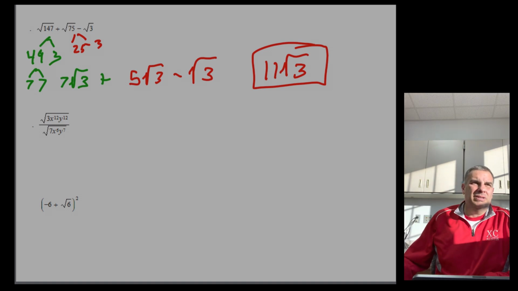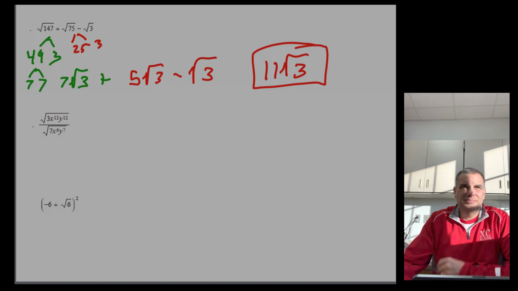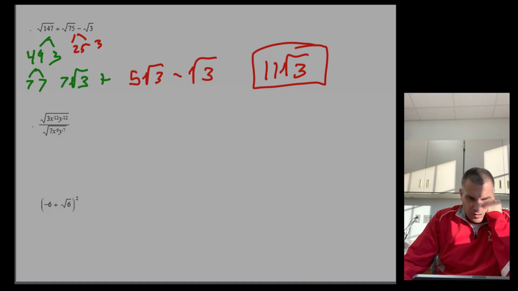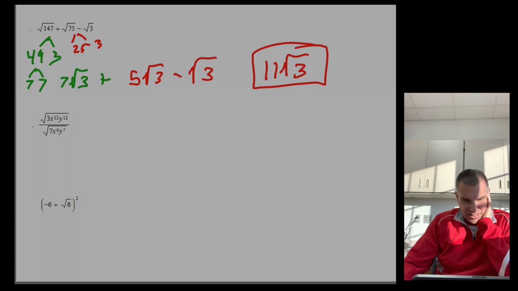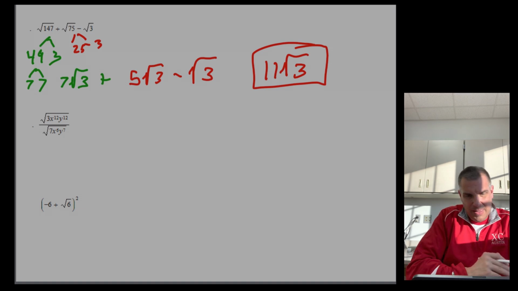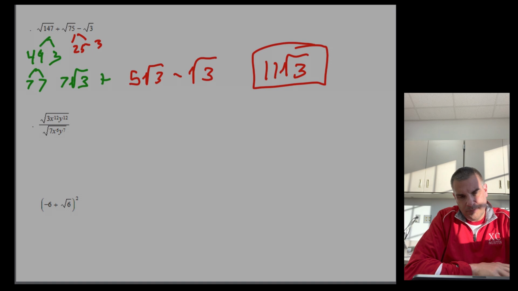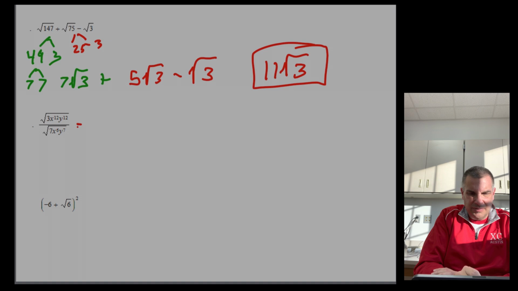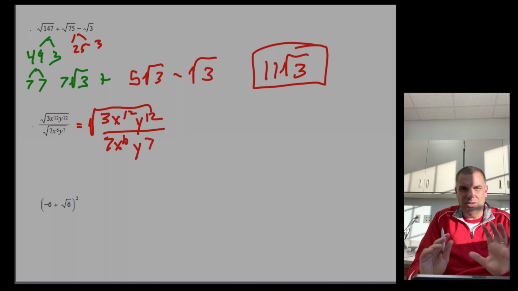We got the square root of 3x squared y to the 12th divided by the square root of 7x to the 6th y to the 7th. First thing I'm probably going to do with this one is write it as a single square root and reduce. So we've got 3x squared y to the 12th over 7x to the 6th y to the 7th. It's the same thing.